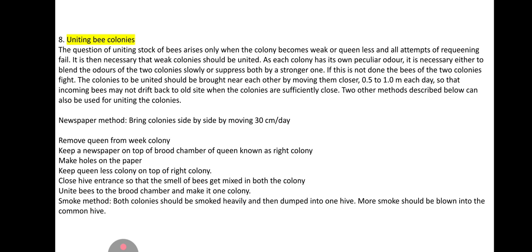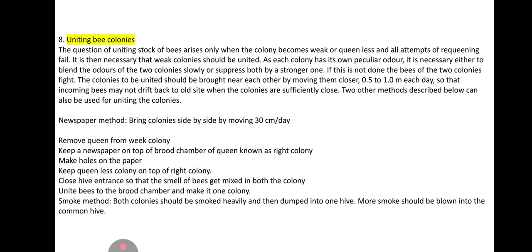That means the queen bees will be knowing the peculiar odor or smell of that particular her colony. If this is not done, the bees of the two colonies fight. The colonies to be united should be brought near each other by moving them closer 0.5 to 1 meter each day, so that incoming bees may not drift back to old site when the colonies are sufficiently close.